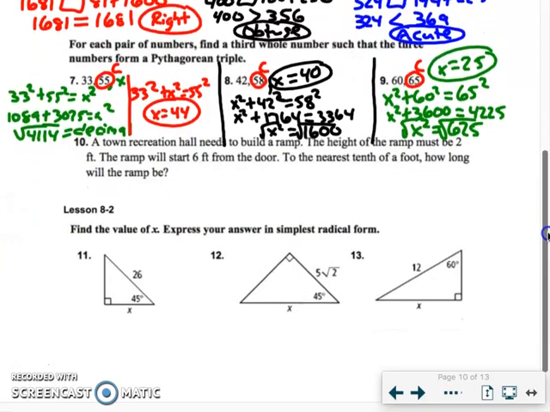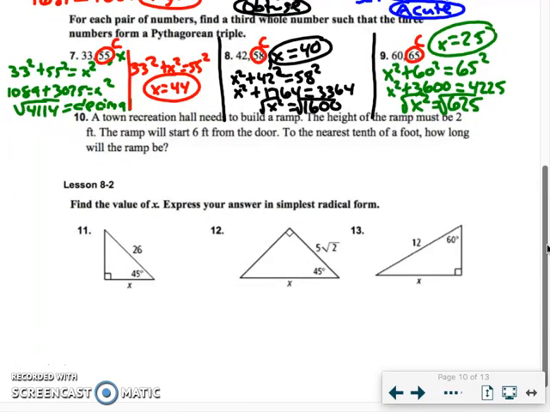A town recreation hall needs to build a ramp. The height of the ramp must be 2 feet. The ramp will start 6 feet from the door, to the nearest tenth of a foot, so they'll tell you how to round. The question is, how long will the ramp be? So that's going to be a hypotenuse.